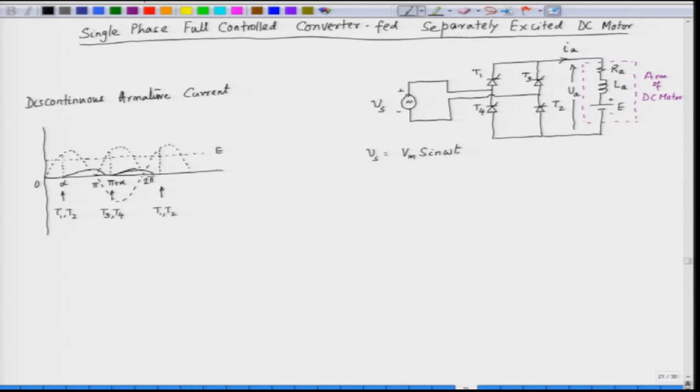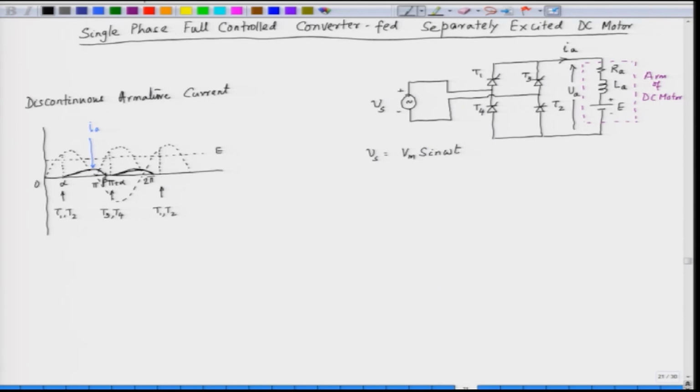So, this is the nature of the current. So, we have IA varying like this. This is our current which we are seeing here, this is IA. The current starts from 0 and goes down to 0 again, and this angle at which the current again goes down to 0 is called the extinction angle. This angle is called beta.